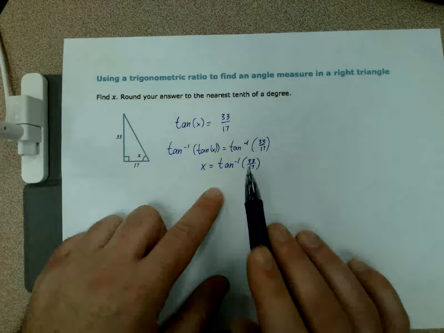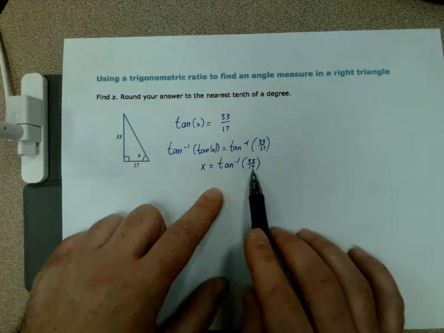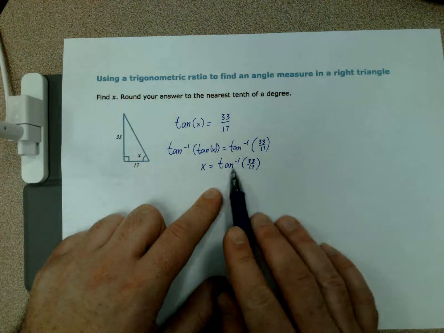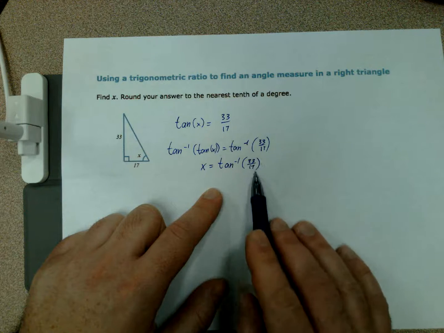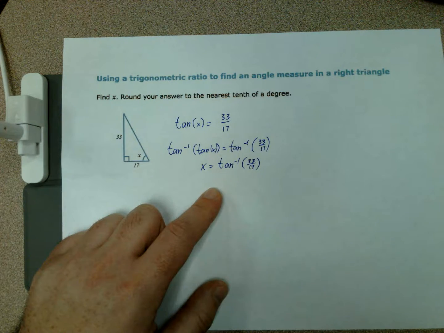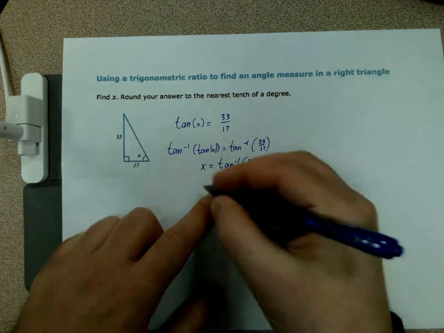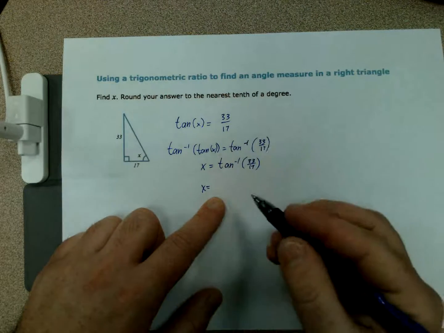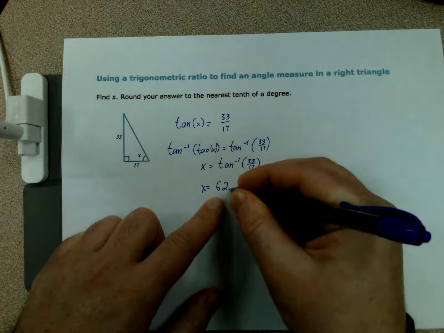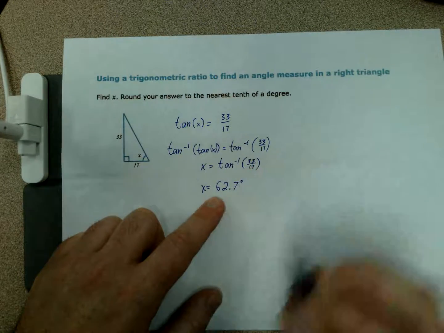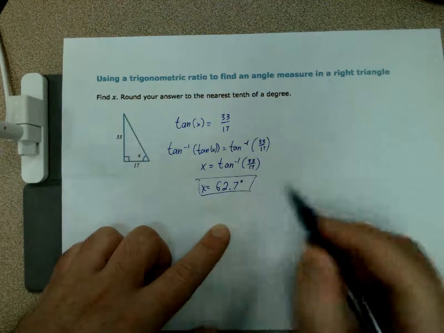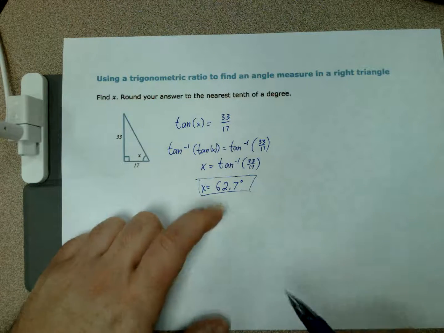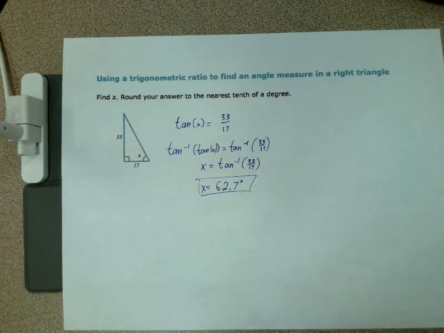Be careful with your parentheses here, and make sure 33 over 17 is all in there, and it's not inverse tangent of 33, parentheses, divided by 17, because that's going to be very different. But we end up with this one, and it says round to the nearest tenth, so I'm going to round it to 62.7 degrees for this one. It does go on, but in this case it's 74467, so I'll round down to 62.7.